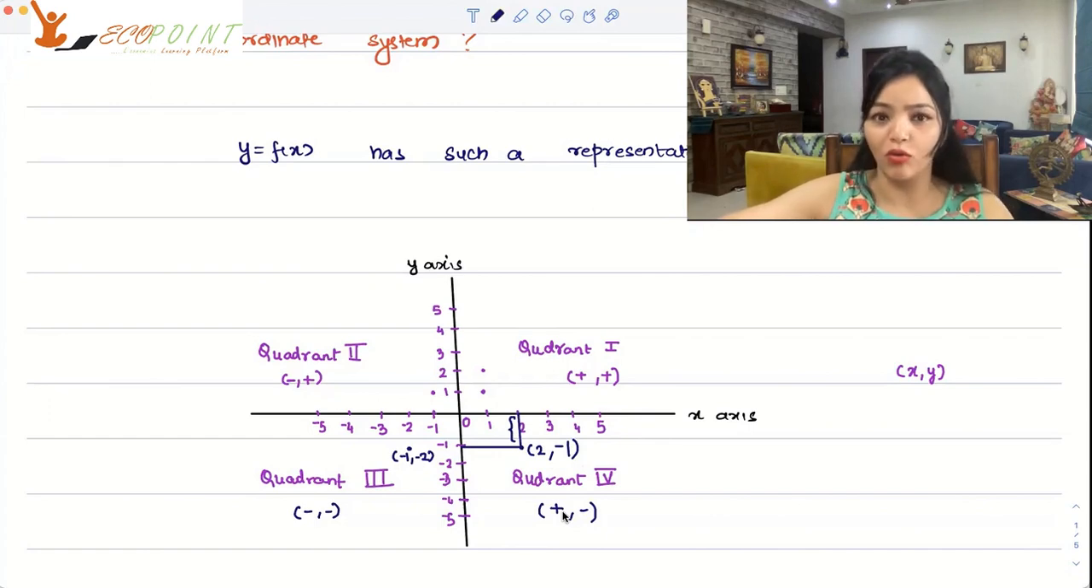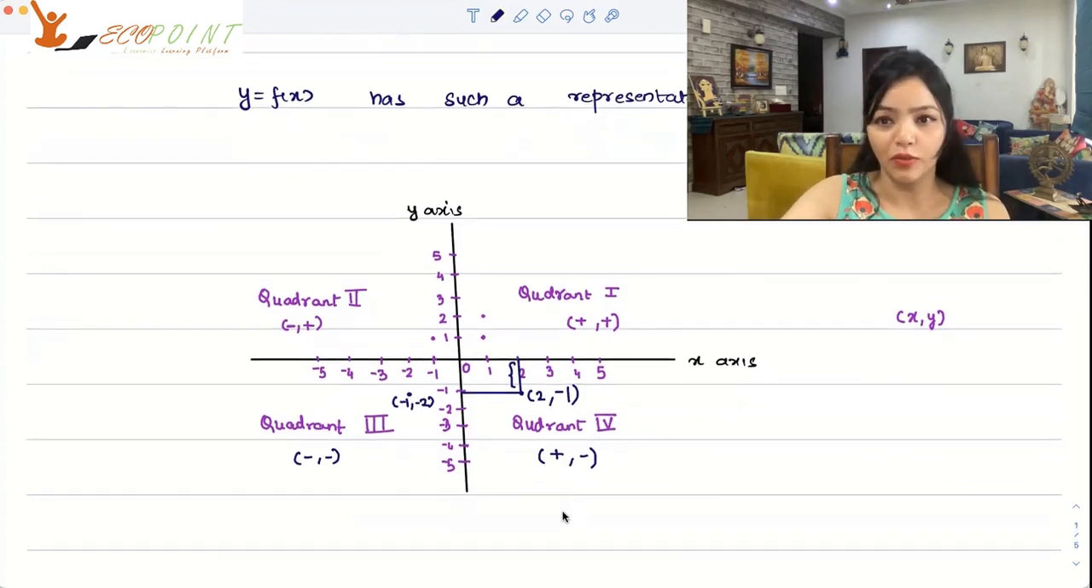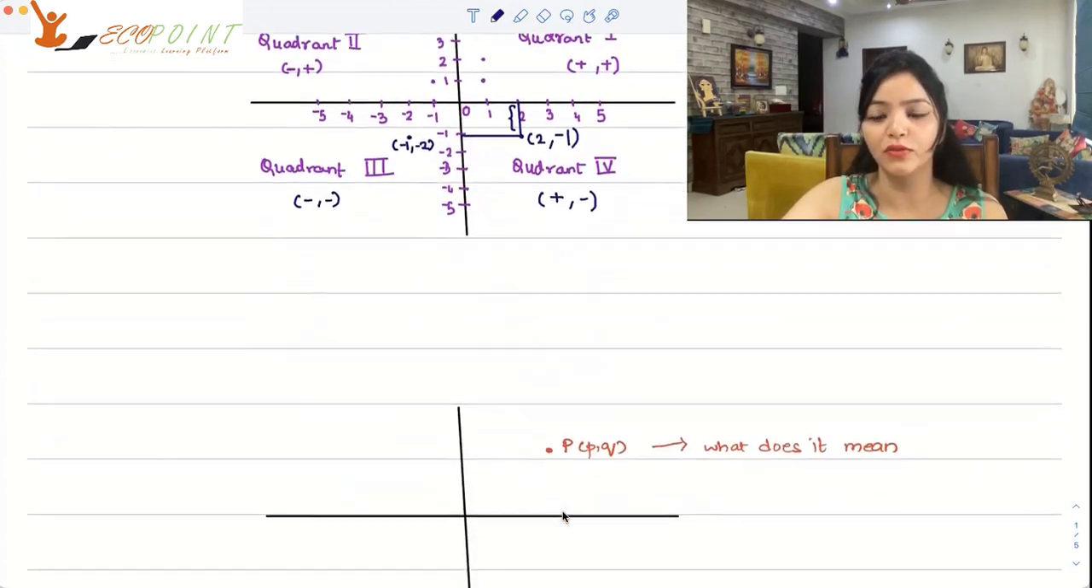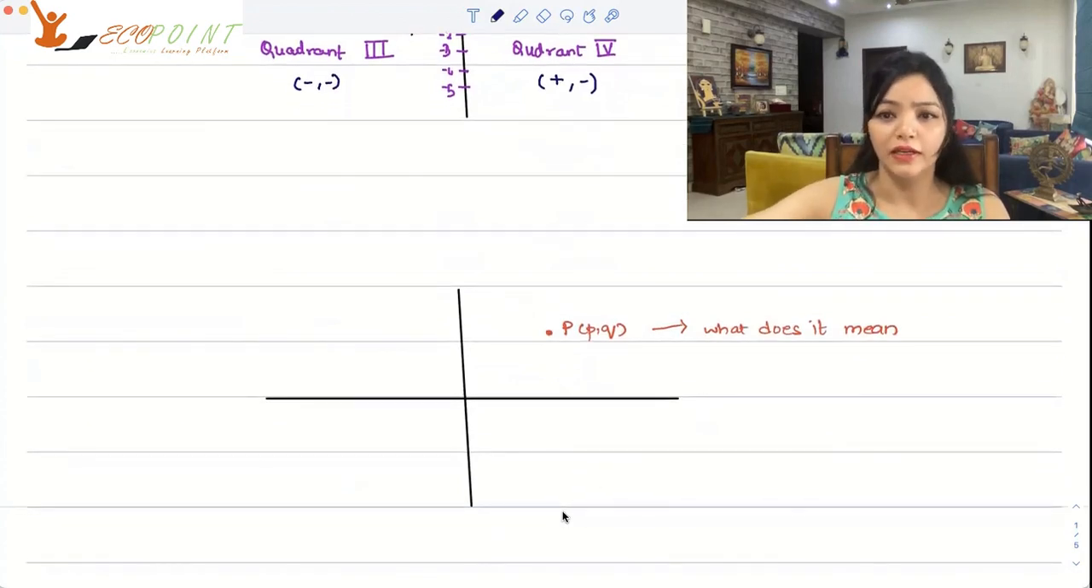So this is your coordinate system. And once you start plugging in the ordered pairs which satisfy a particular function relation, that will create a curve. After joining all the points, you will get a curve. Now, we will talk about such graphical representations. This is the basic of graphs that you should know. Once you know this, you can talk about the graphical representation of any function.